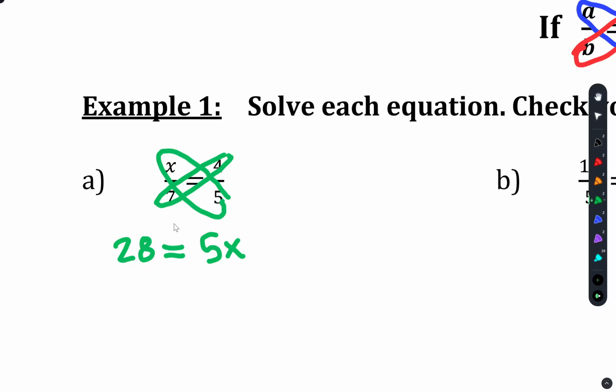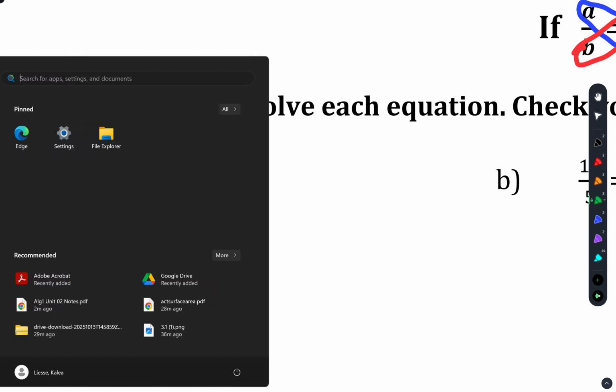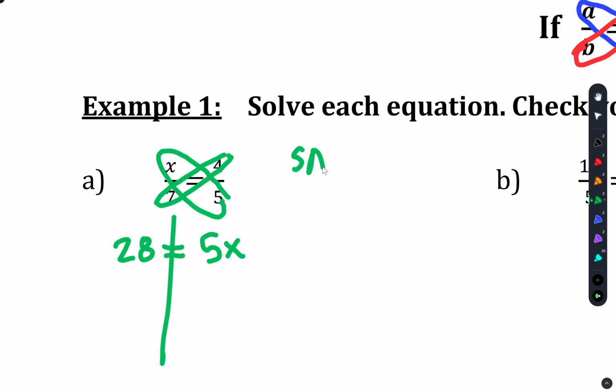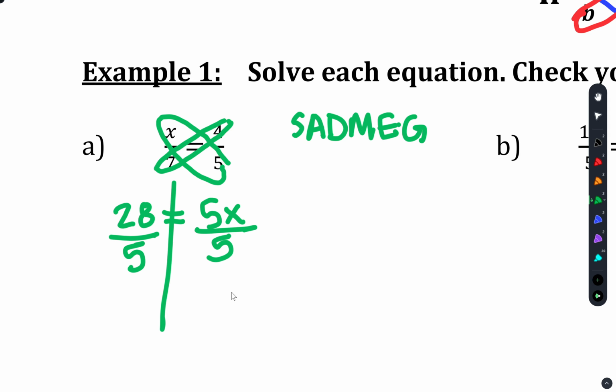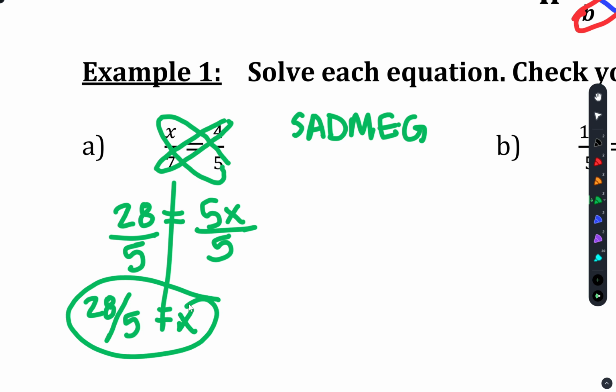Now I'm going to solve this just like I would solve any other equation. So I'm going to draw my line through the middle and do inverse operations in the order of backwards GEMDAS, sad Meg, in order to solve for x. So I'll divide both sides by 5. And 28 over 5 doesn't give me a nice number, so it is totally fine if we leave our answer as the fraction. 28 over 5 equals x.